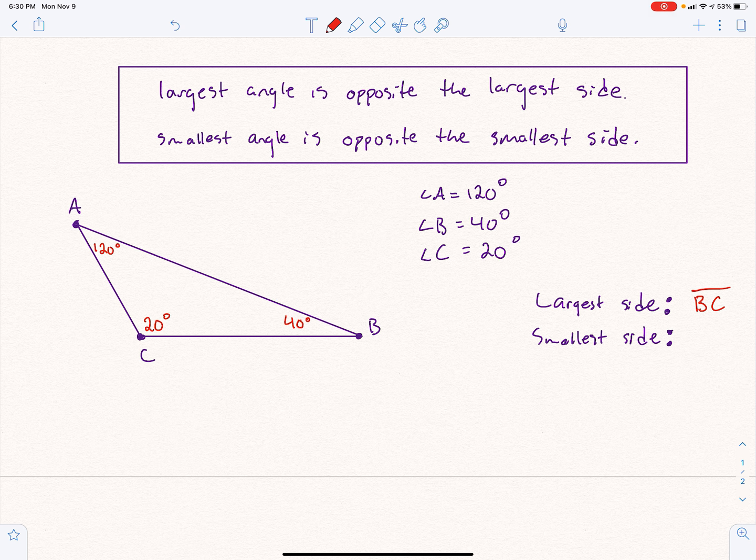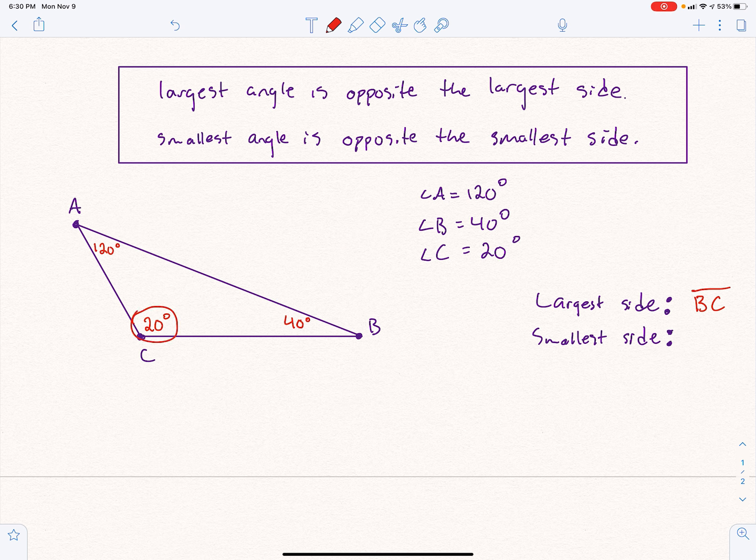The smallest side, I need to find the smallest angle, which is right here, 20. And I need to draw an arrow and see what's opposite of that. That would be this side right here. That is side AB. So that would be the smallest side, AB.